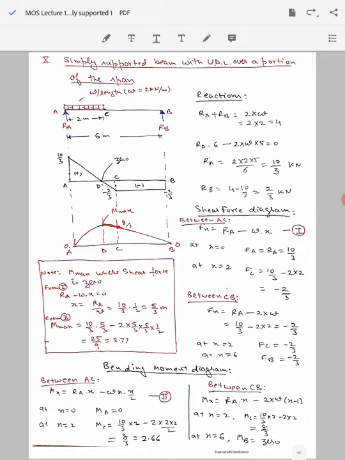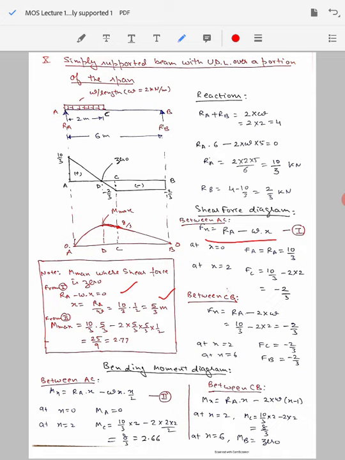So in order to find at what point the bending moment is maximum in this span, and what the value of the maximum bending moment is, I need to equate my shear force equation 1 equal to 0, because this is the equation for the span AC. So I need to find at what value of x my shear force is 0. So here I make RA minus W into x equal to 0. This gives me the x value as RA by W, which is nothing but 5 by 3 meter.